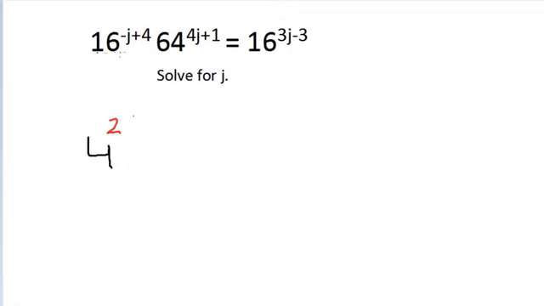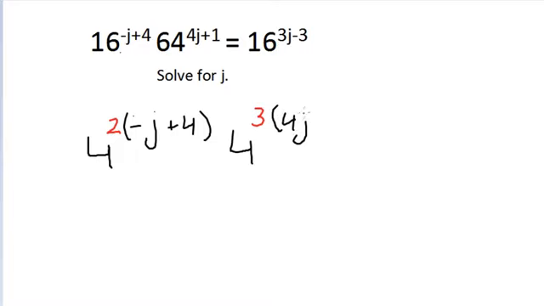because 4 squared is 16, times negative j plus 4, and then 64 to the third power, 4 to the third power, which is 64, times 4j plus 1. And then 16, which is equivalent to 4 to the second power, times 3j minus 3.